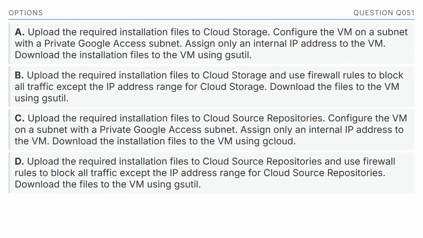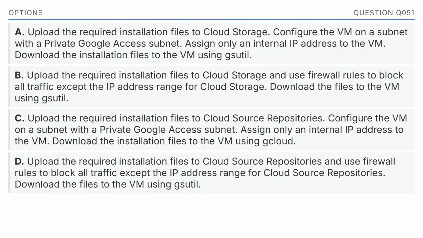Option C, upload the required installation files to Cloud Source Repositories. Configure the VM on a subnet with Private Google Access. Assign only an internal IP address to the VM. Download the installation files to the VM using gcloud.